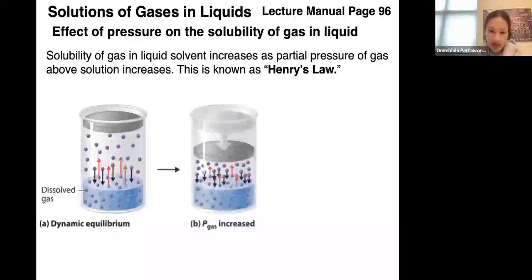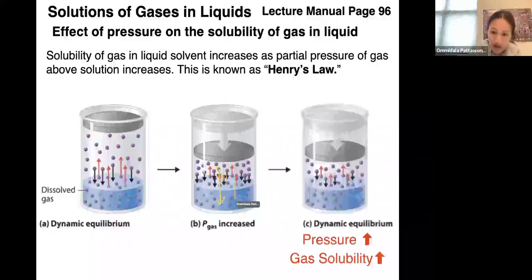So now I'm going to disturb this equilibrium by increasing the pressure. I'm going to increase the pressure by reducing the volume, right? As the volume decreases, the pressure increases, as we saw in chapter 9 when we talked about gas. And as you see here, as the pressure increases, it causes the gas above the solution to dissolve more into the solution until it achieves dynamic equilibrium again. So the take-home message of this slide is that as the pressure above the solution increases, the gas is able to dissolve more into the solution.